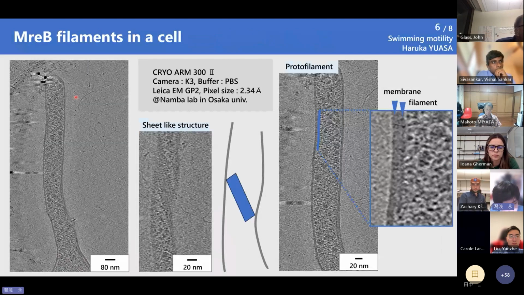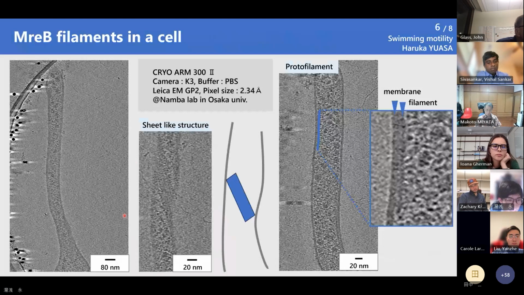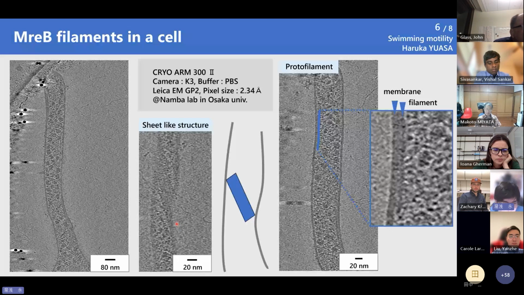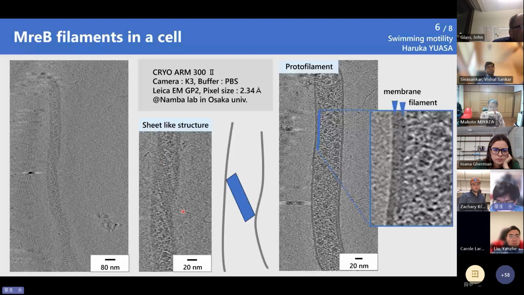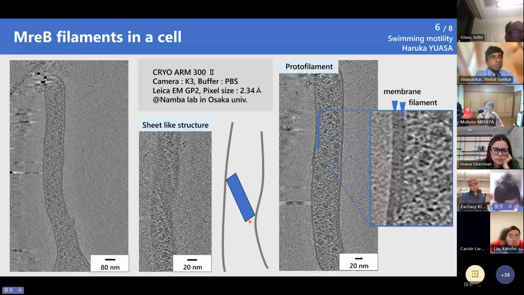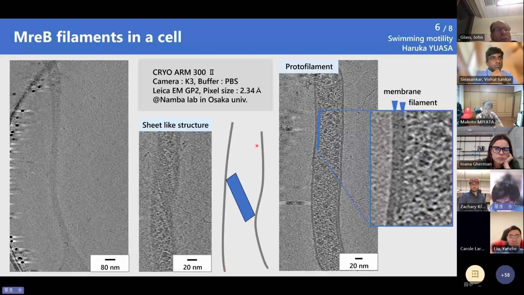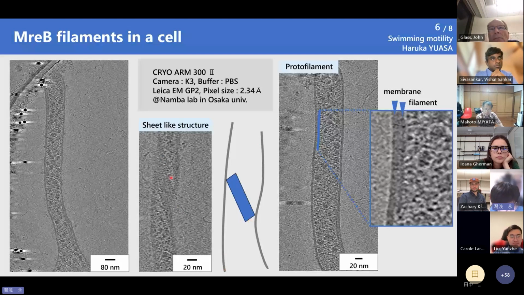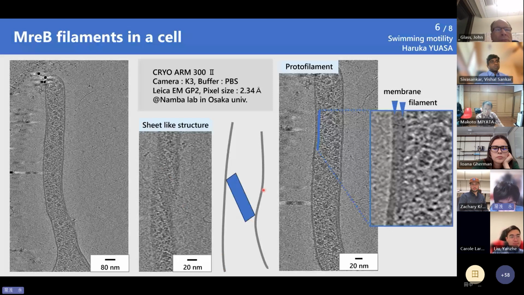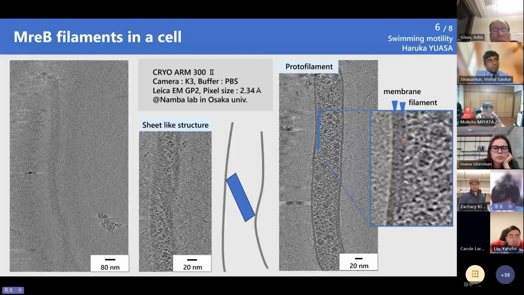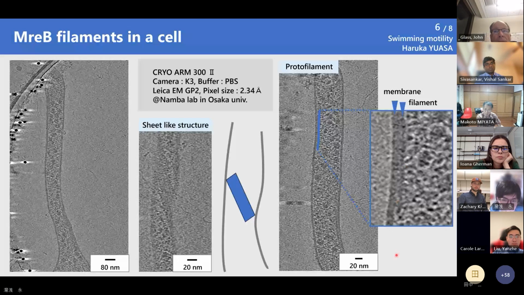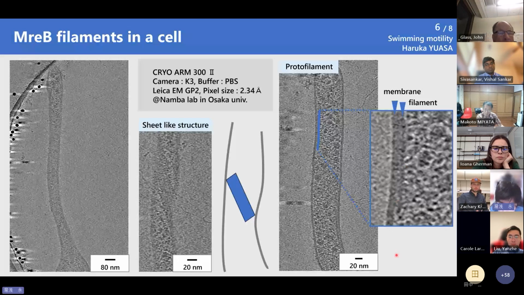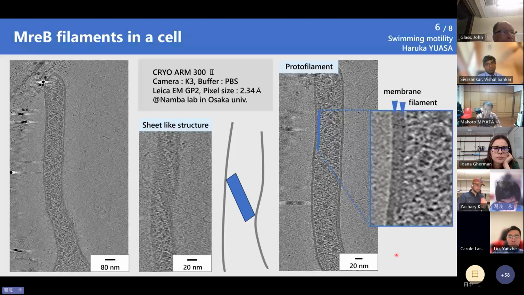This left movie shows the whole view of the cell. And this is a magnified image. You can see the sheet-like structure here, like this schematic. This line means the cell membrane, and this is the sheet-like structure here. And in this right image, there are filamentous structures around the cell membrane. So we successfully observed MreB filaments by using syn3B.